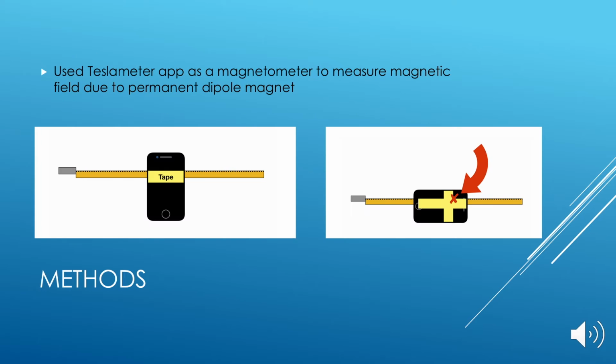The methods really just use the Teslometer app as a magnetometer to measure the magnetic field due to a permanent dipole magnet. On the image to the right, the red X depicts the location of the magnetometer chip in the phone, which is in the upper left corner of my phone if you held it vertically. In the image, it's the top right corner.